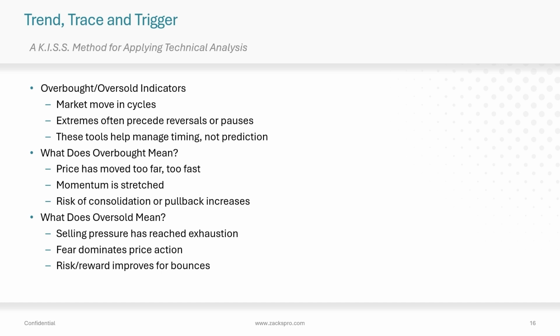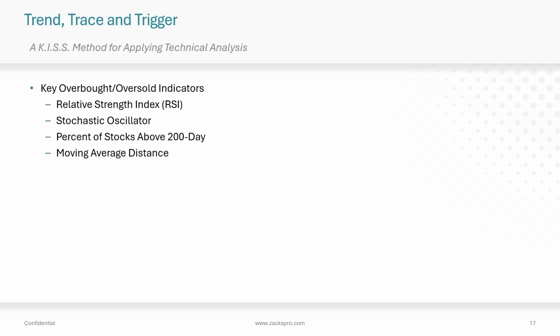That essentially just means that price has moved too far, too fast, that the momentum is stretched, just getting a little long in the tooth, that rally, and the risk of a consolidation or a pullback really increases. And on the flip side, what does oversold mean? Well, that means that selling pressure has reached exhaustion. Fear is dominating price action, and the risk reward now improves for bounces.